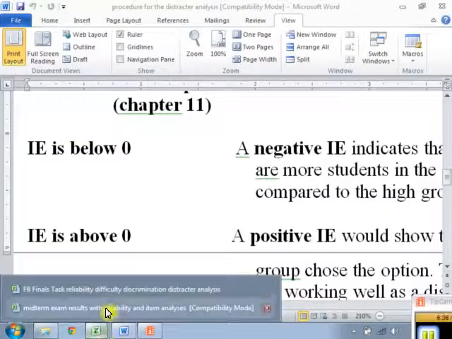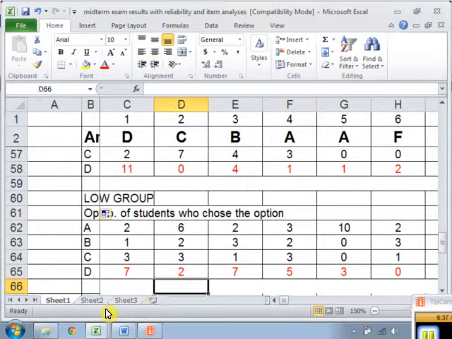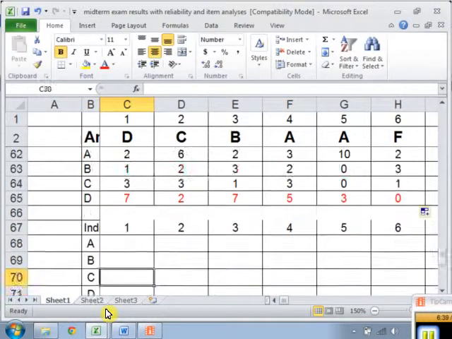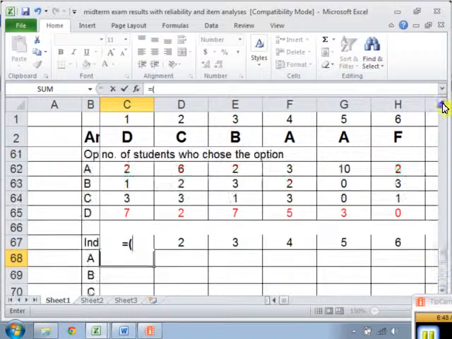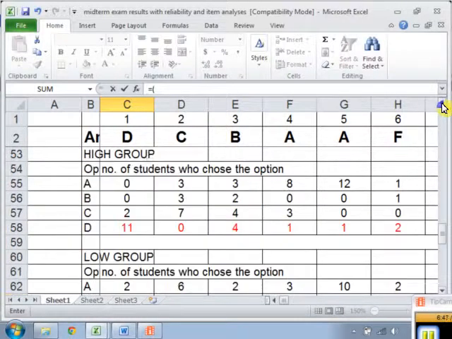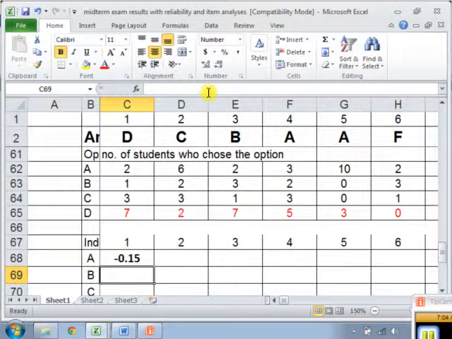So, what we're going to do is we are going to solve. Here, we have the index of difficulty. What did we say? High group, high group in A minus low group, and then close. Look at the formula bar. The formula bar is here. Divided by how many students in the lower group.